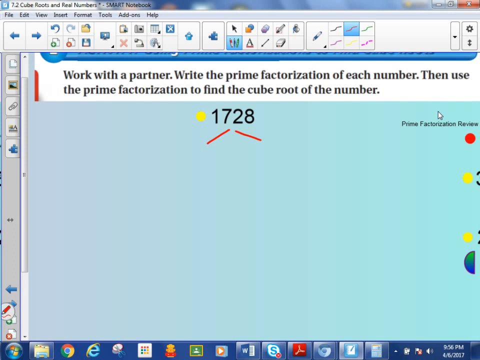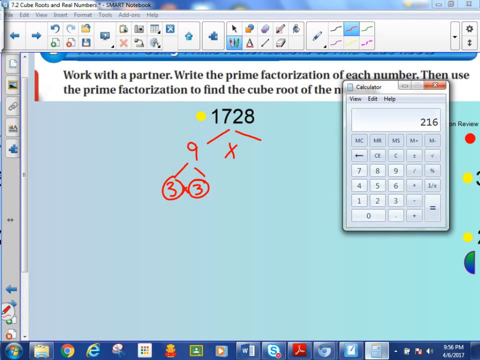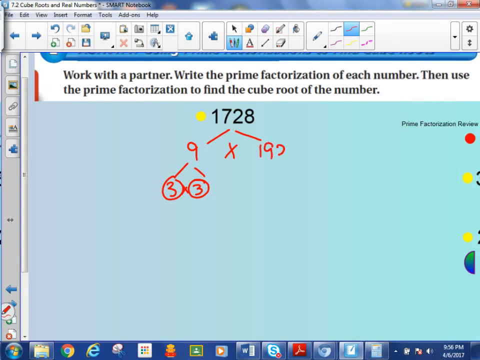So let's see. 1 plus 7 is 8, plus 2 is 10, plus 8 is 18. Will 9 go into 18? Yes. So I'm going to use 9. Now 9 will break down to 3 times 3. Okay, I don't know how many times I would have to take 9 times to get 1,728. So I'm going to punch in 1,728, and I'm going to divide that by 9. And my other factor on that top level was 192. So 9 times 192 gave me 1,728.